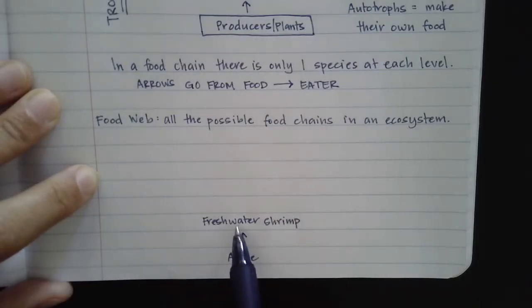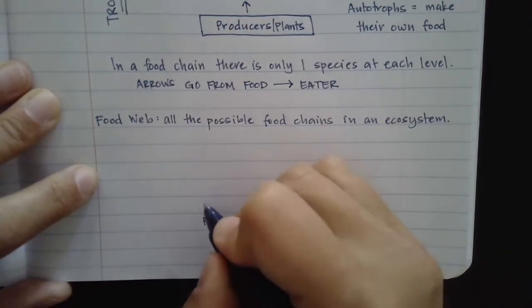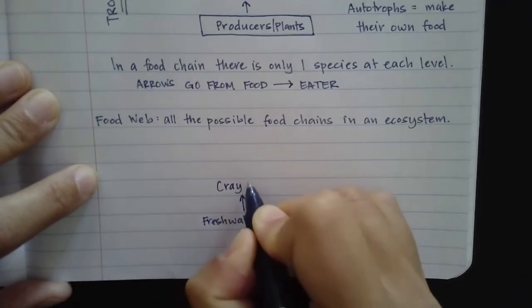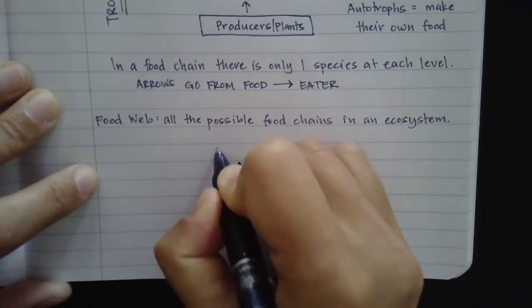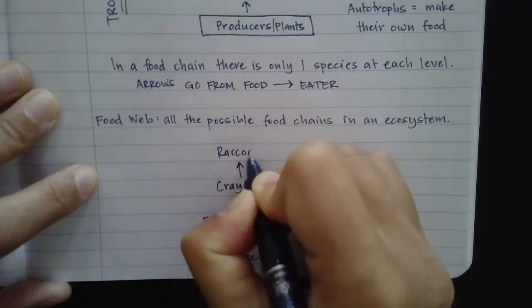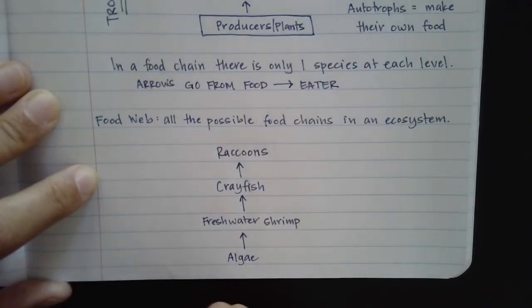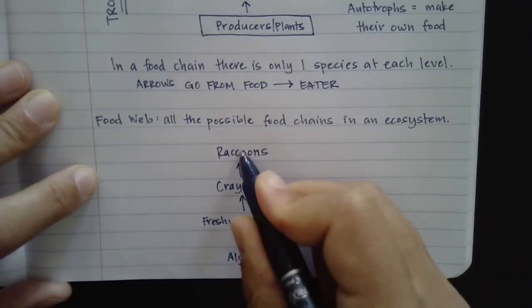And now algae are eaten by freshwater shrimp. So freshwater shrimp are primary consumers because they are eating the producer, which is the algae. Now, freshwater shrimp are eaten by crayfish. And crayfish are eaten by raccoons. Raccoons basically eat everything. Now shrimp, they're also eaten by fish. So this is one food chain.